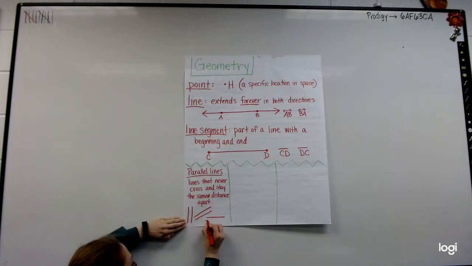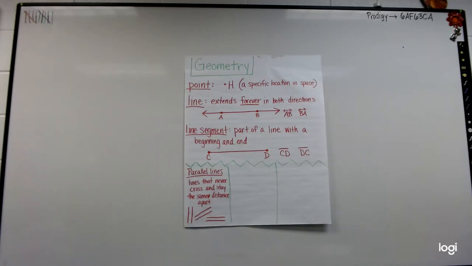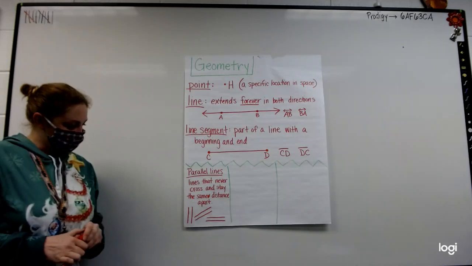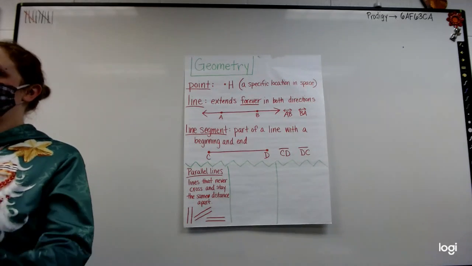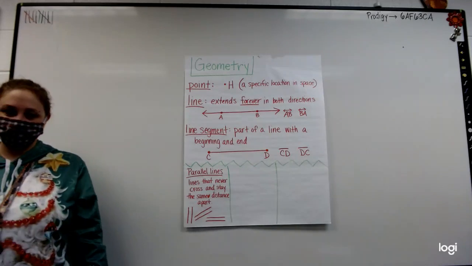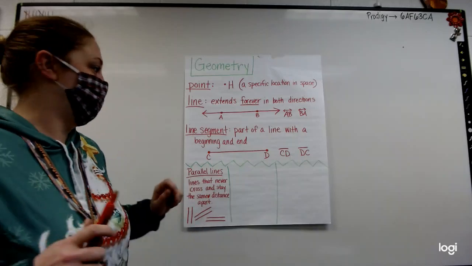You guys see how they never would cross? They're the same distance apart like railroad tracks. So any lines like that are parallel. They never cross. So I really do think about railroad tracks every time I hear parallel lines because that's what teachers always say. But there are so many examples. We're actually going to look around the room for parallel lines in a minute.